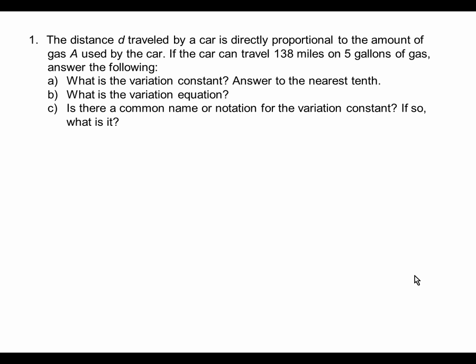Let's look at some examples. Number one says, the distance d traveled by a car is directly proportional to the amount of gas A used by the car. If the car can travel 138 miles on 5 gallons of gas, answer the following. Question A, what is the variation constant? Answer to the nearest tenth, so that's 1 decimal place. Question B, what is the variation equation? Now notice you cannot write the variation equation without figuring out the variation constant. And question C, is there a common name or notation for the variation constant? If so, what is it? Some of you may have already figured out the answer to C without even doing parts A and B.